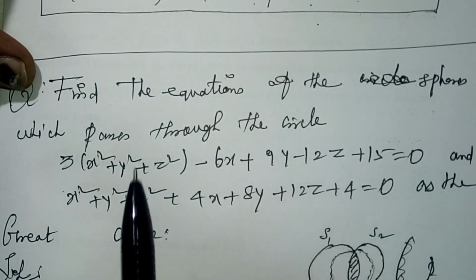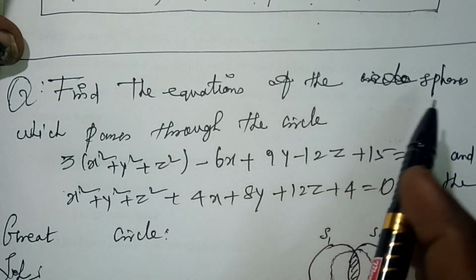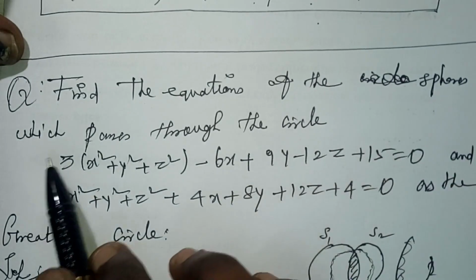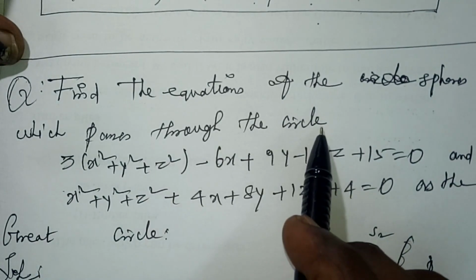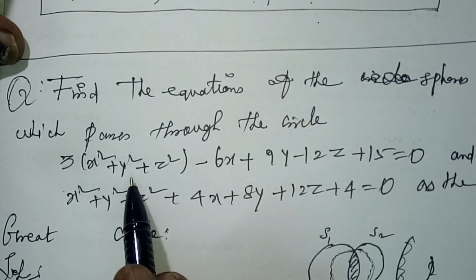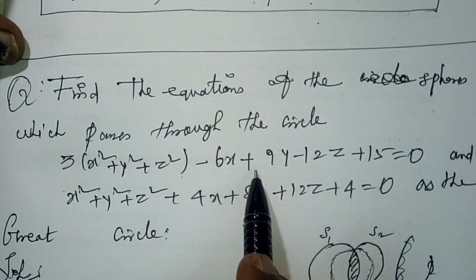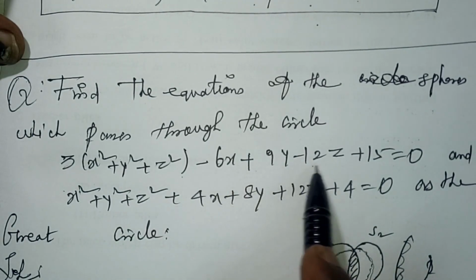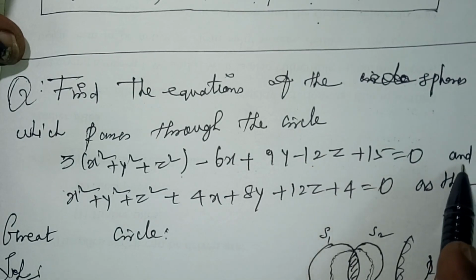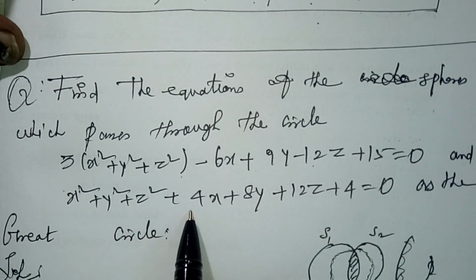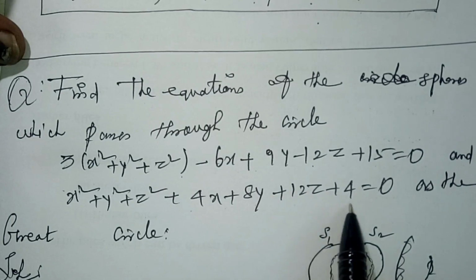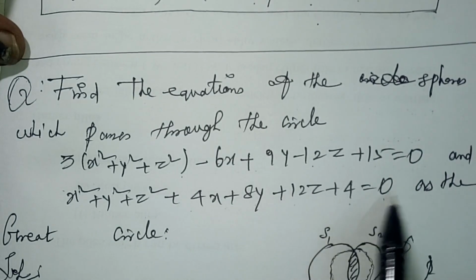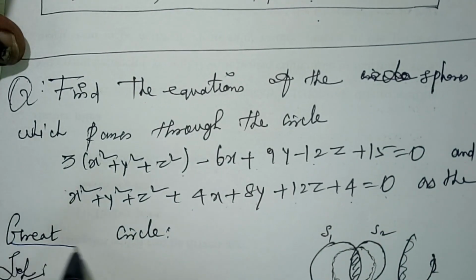The question is: find the equation of the sphere which passes through the circle 3(x² + y² + z²) − 6x + 9y − 12z + 15 = 0 and x² + y² + z² + 4x + 8y + 12z + 4 = 0 as the great circle. This is very important.